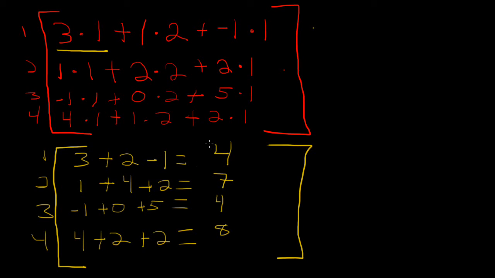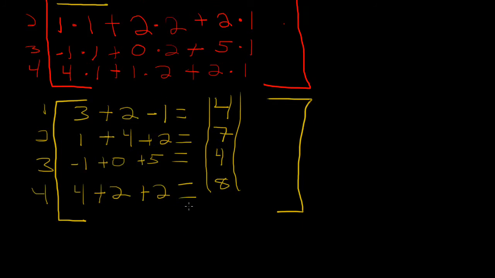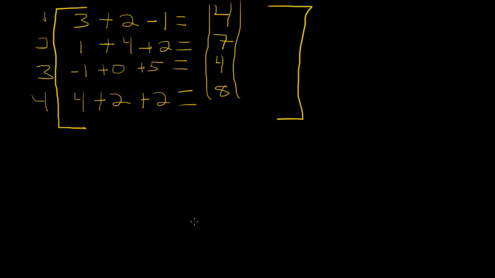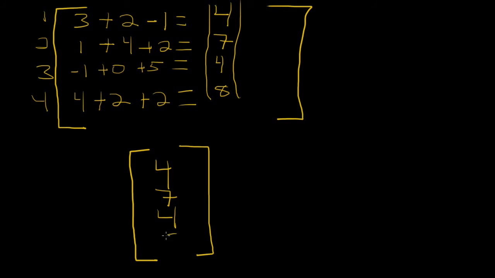This becomes our final matrix here once we've added them together. So what does that mean? It means that after you've multiplied these two matrices together, your final answer is going to be matrix bars with 4, 7, 4, and 8. And again, notice right here, we have 1, 2, 3, 4 rows and only one column.